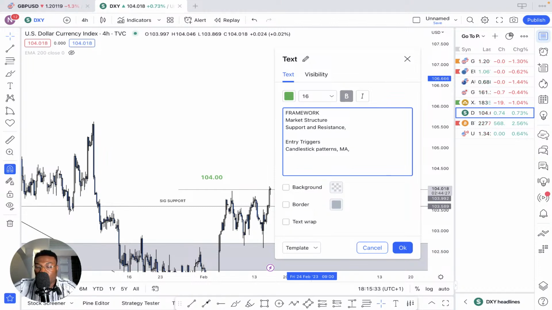And for every trade you open, for every trade you execute, you also want to have an exit plan, right? So your exit plan, just call that exit triggers as well.